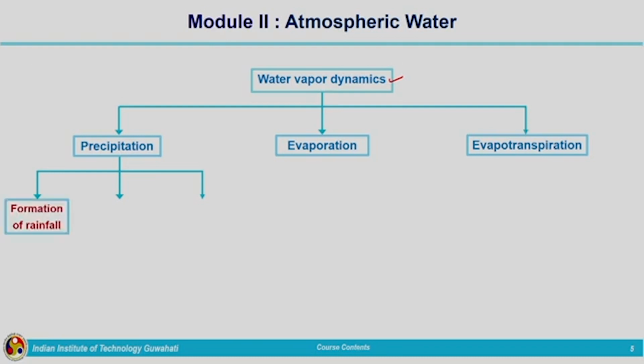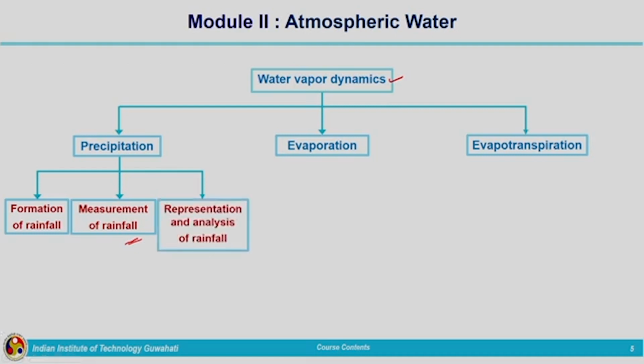How rainfall is occurring, how the raindrops are formed, all those mechanisms we will be studying under that, and then we will be moving on to the measurement of rainfall. Different measurement techniques which are utilized for the quantification of rainfall we will be seeing under this topic, and then the representation and analysis of rainfall. Once it is measured, how can it be represented? We need to do some analysis before making use of those values for any analysis related to hydrologic processes. So, representation and analysis of rainfall is very important.